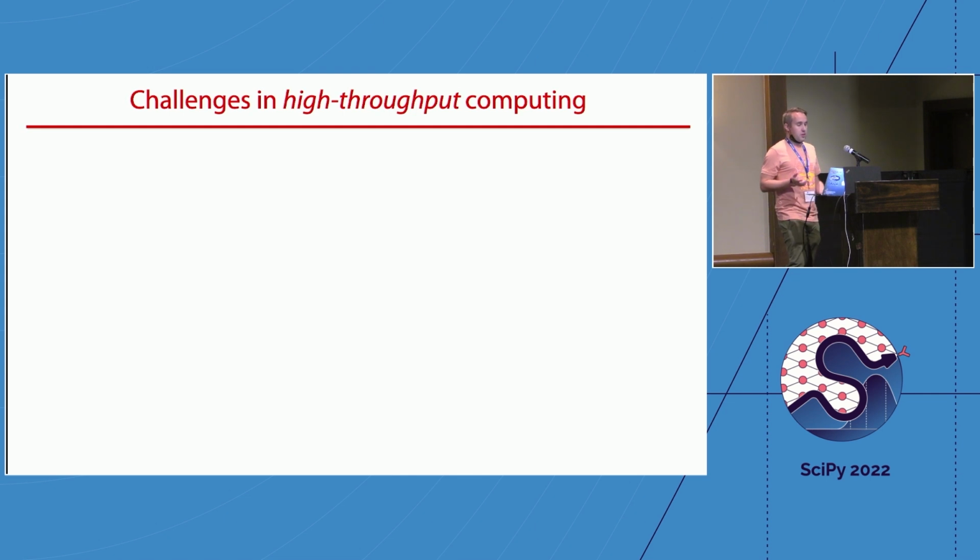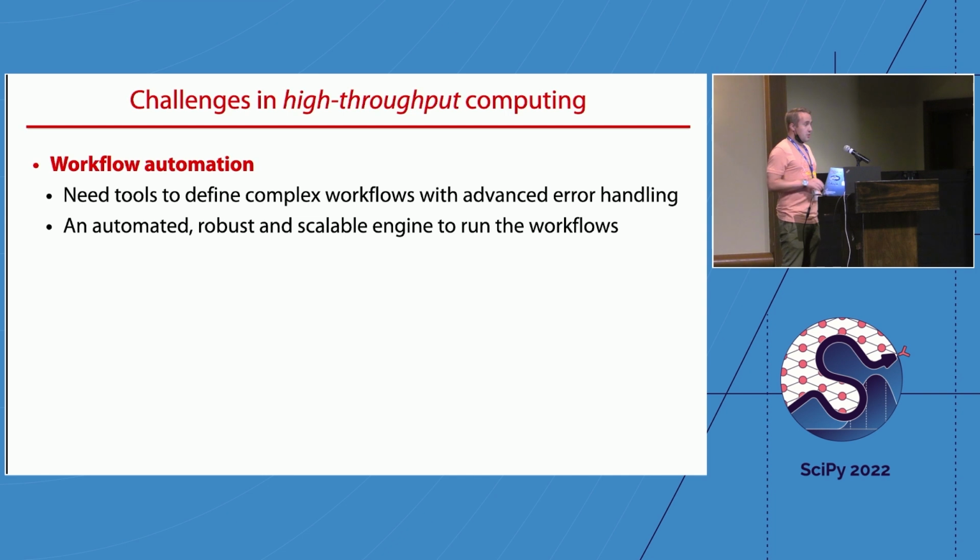So high throughput computing, though, comes with its own set of challenges. The first one is workflow automation. We need to have the tools to be able to define and manage complex workflows, and we'd also like these workflows to deal with simulation failures for known failure modes.